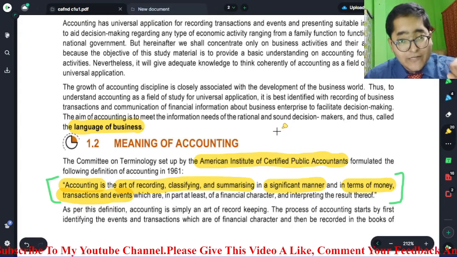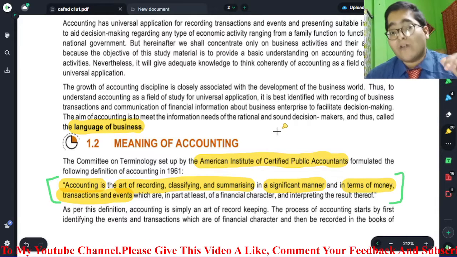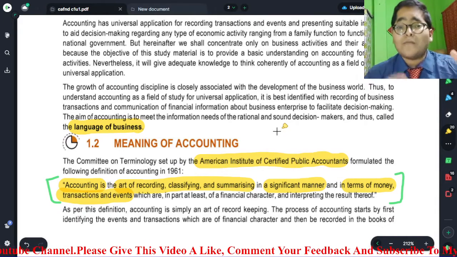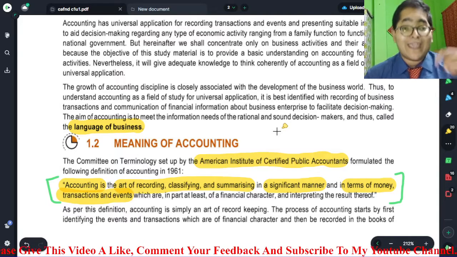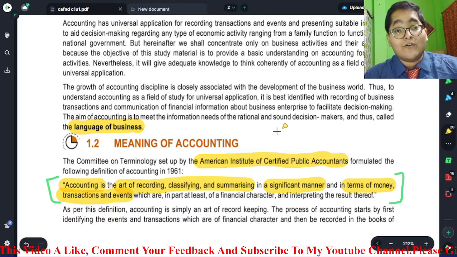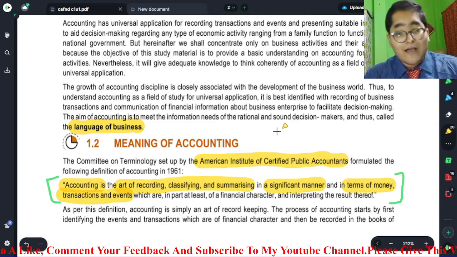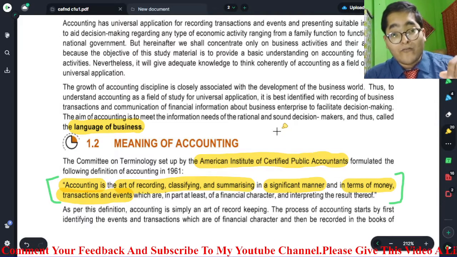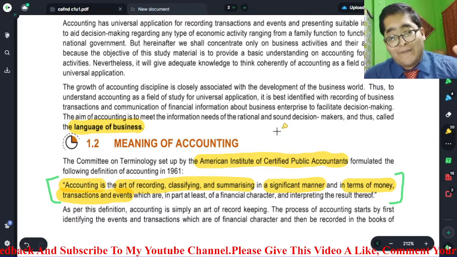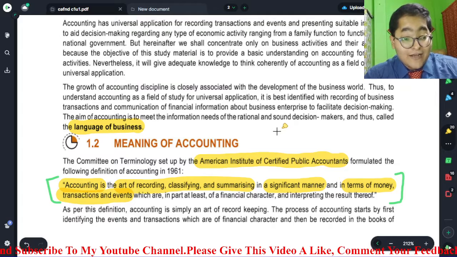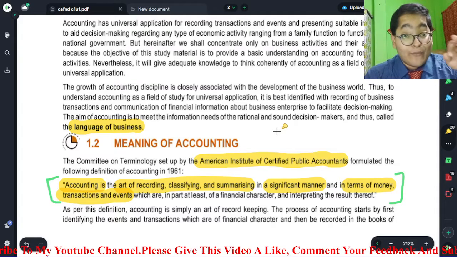So, who are the decision makers? Owner or management, an owner or manager of a business. He is a rational decision maker. He needs to make decisions on which goods to sell, how to sell the goods to earn profit, which goods are incurring loss, and how to avoid selling them. So here it comes, accounting is the language of the business.